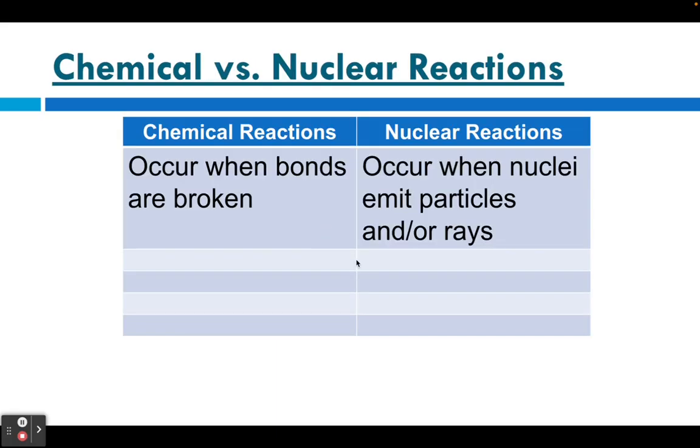So let's talk about chemical versus nuclear reactions. So chemical reactions occur when bonds are broken. So you're actually breaking bonds between atoms. With nuclear reactions, those are going to occur when the nuclei emit particles and or rays of radiation, rays of energy. So with chemical reactions, you're breaking bonds between atoms. But in nuclear reactions, you're actually looking at a single atom and what's happening at the nucleus when that nucleus breaks apart, so that it's going to emit particles and or rays of energy.